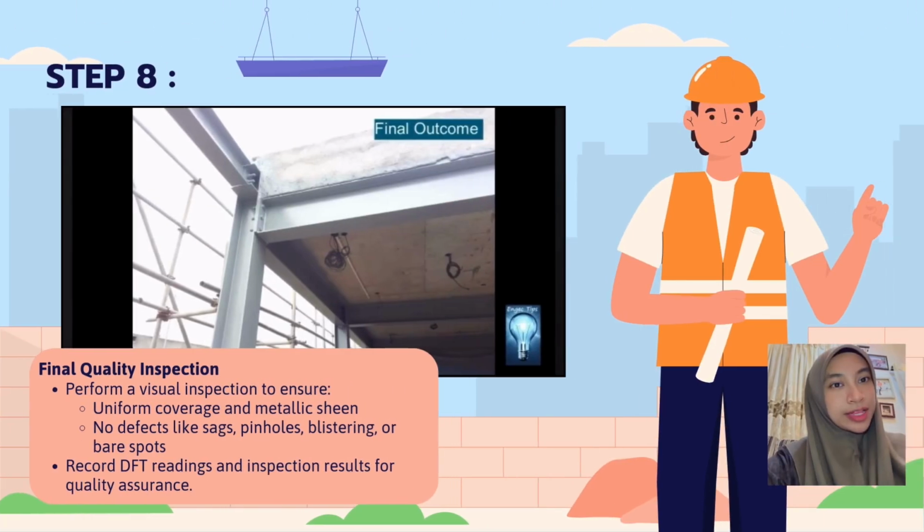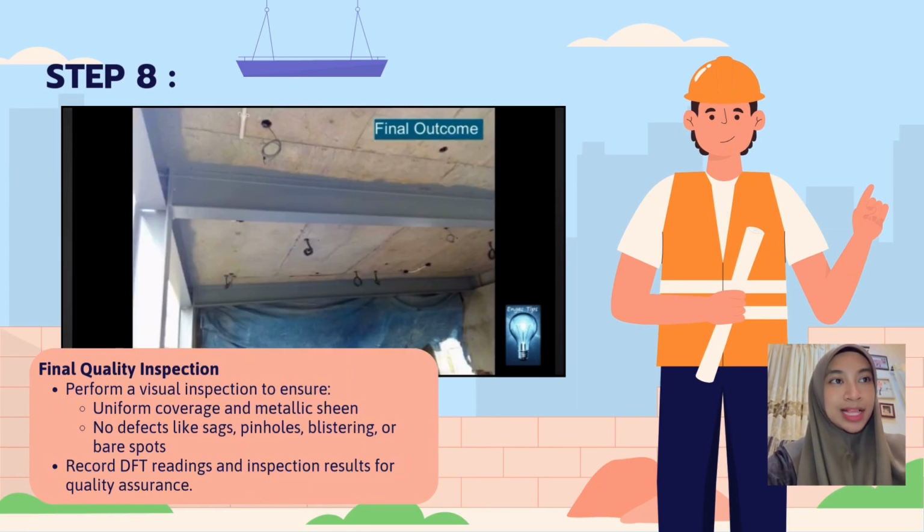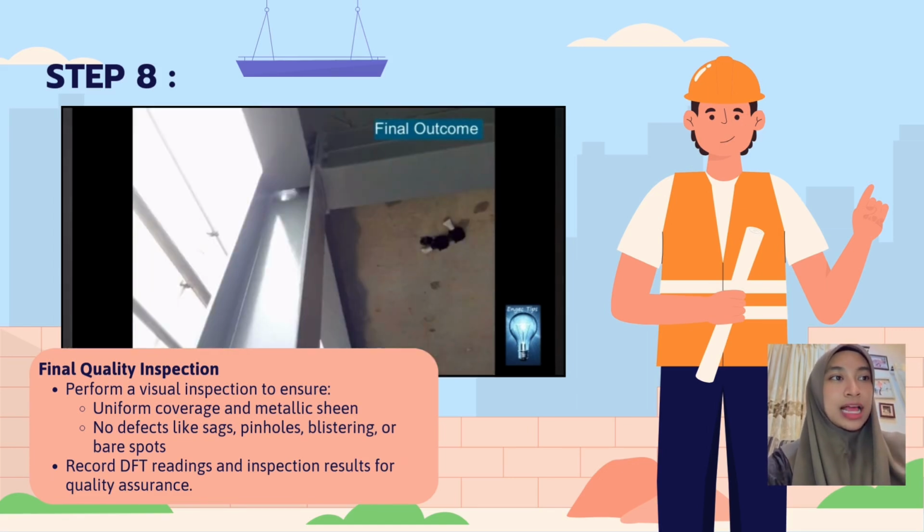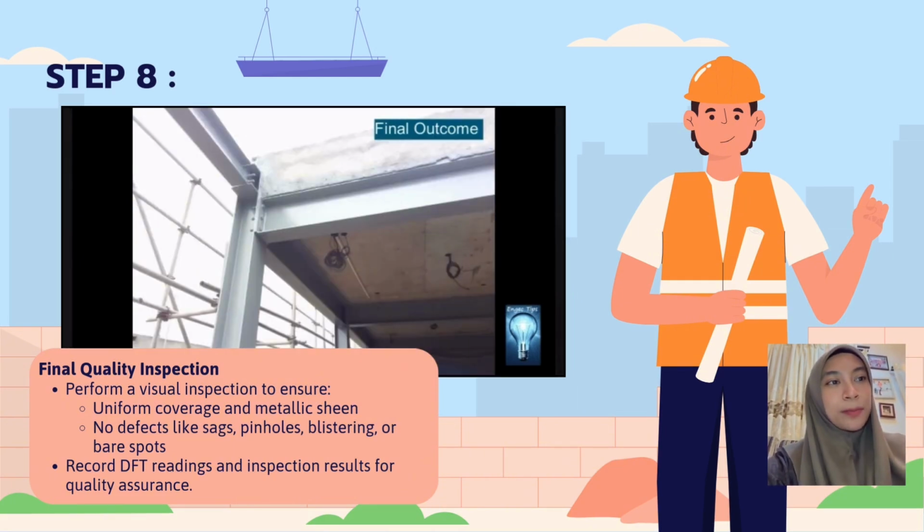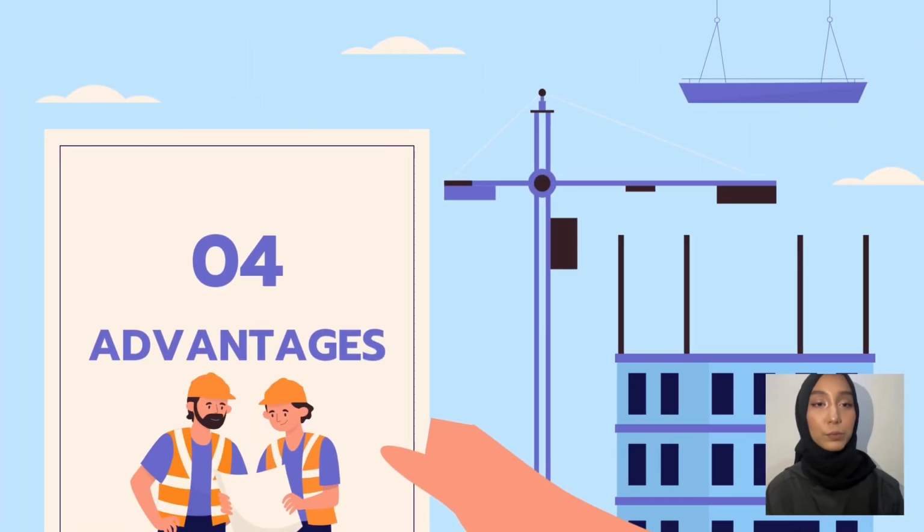Step 8. Final quality inspection. Do a visual inspection to check for uniform coverage and no defects like pinholes, bubbles or blisters, cracks or peeling. Record the inspection result as part of quality assurance. This step-by-step process ensures the aluminium coating protects the steel effectively and looks professional. So now, I will be presenting the advantages of using aluminium coating for steel structure.